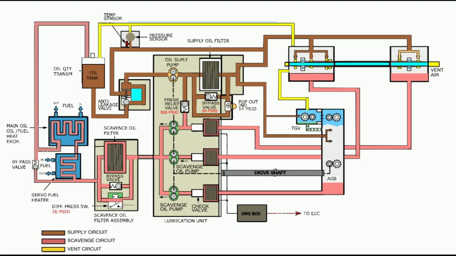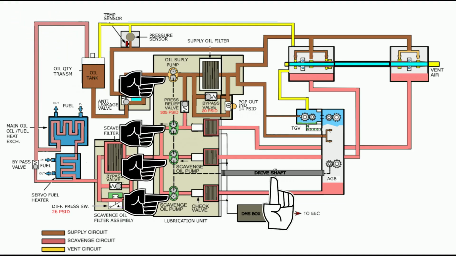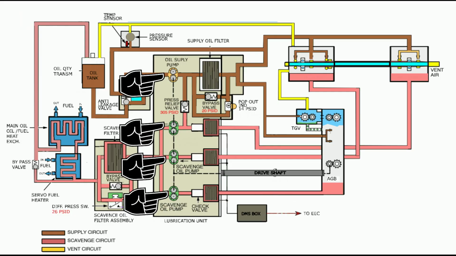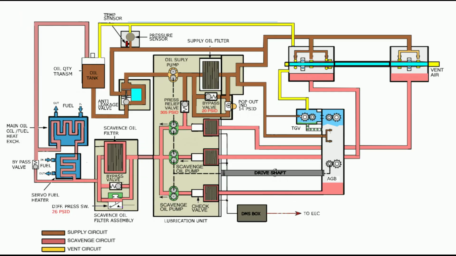The oil tank stores oil for continuous distribution through the supply system. 4 positive displacement pumps are driven via a single shaft powered by the accessory gearbox. Oil flows from the oil tank through the anti-leak valve to the supply pump within the lubrication unit. The pressurized oil from the pump is filtered through the oil supply filter and then delivered to the main bearings, radial drive shaft, and gearboxes.